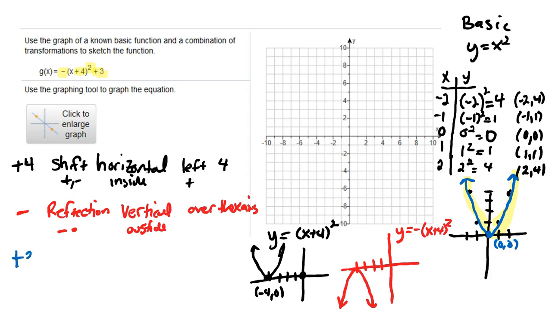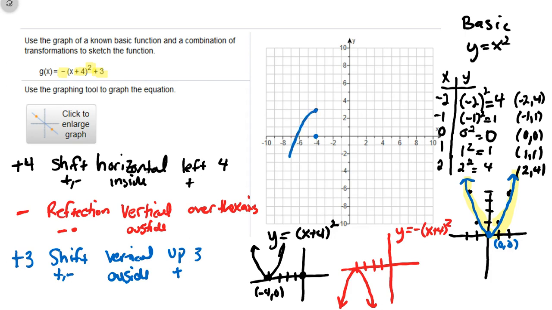Okay, so our final transformation, the +3, I know that's a shift because it's adding or subtracting. That is a vertical shift because that +3 is outside of the square. And because it is a plus, I know I'm going to be shifting up. Vertical is up or down, so I'm going to shift up 3. So my final graph, I have shifted left 4, up 3, and reflected down. So I get this picture right here. This is for y equals negative (x plus 4) squared plus 3.